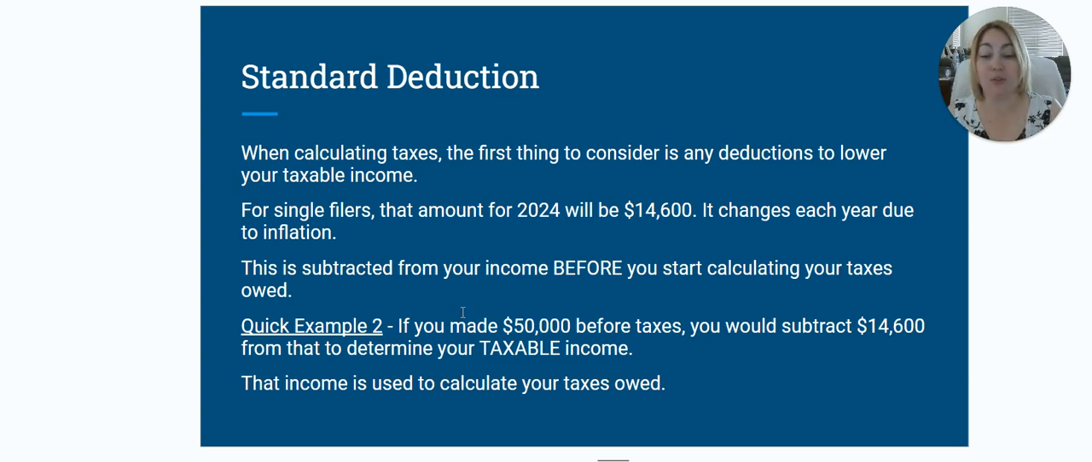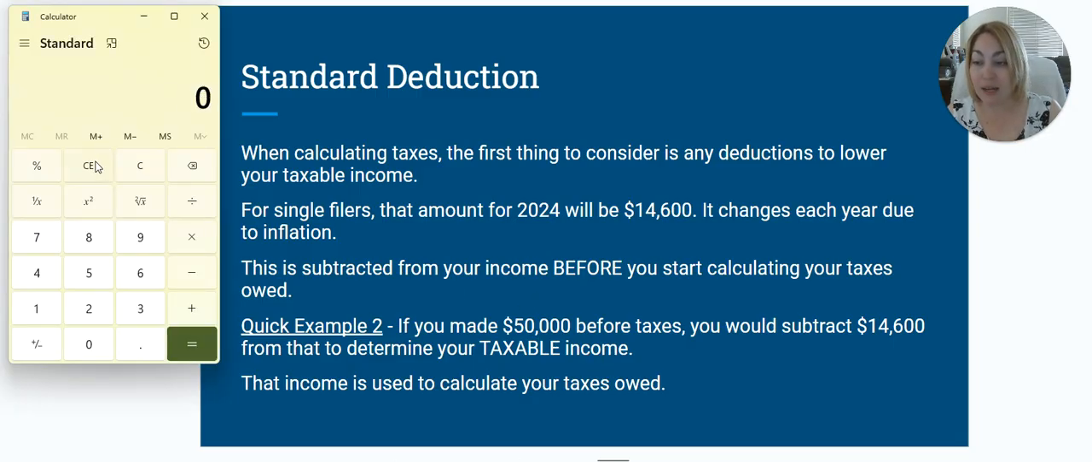So, quick example 2. If you made $50,000 before taxes, you would subtract $14,600 from that to determine your taxable income. So let's do that right now. Let me clear out my calculator. So $50,000, we're going to take away the standard deduction of $14,600, and I get $35,400. So that is how much this person would actually have to pay taxes on, not the full $50,000.